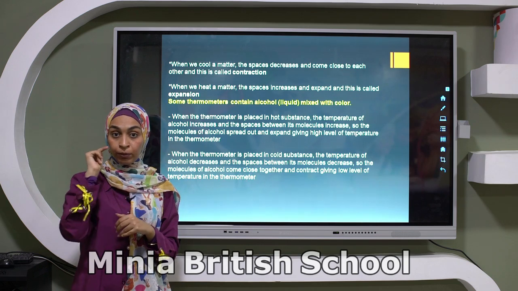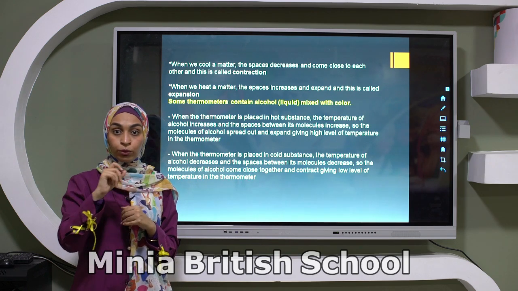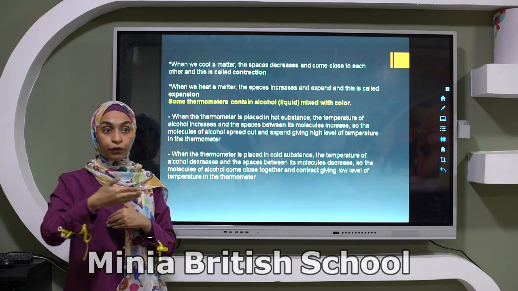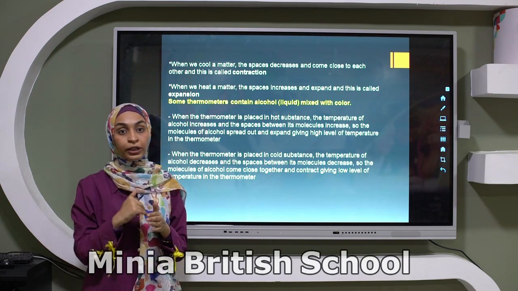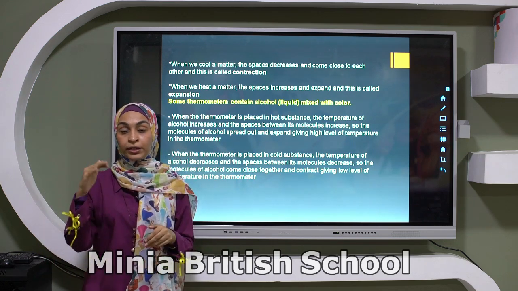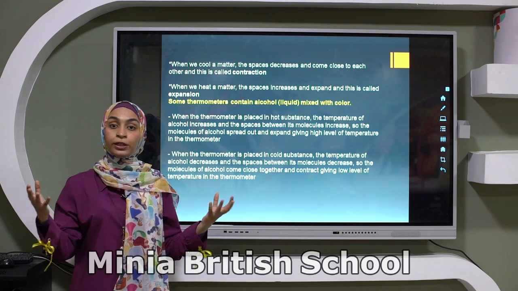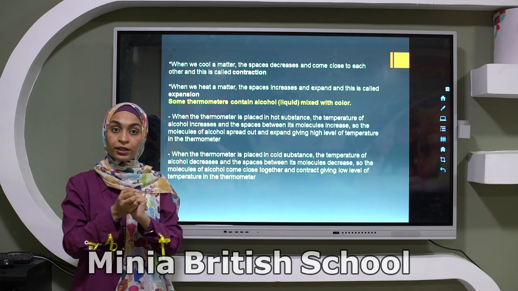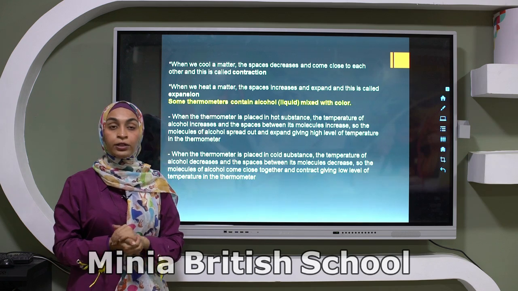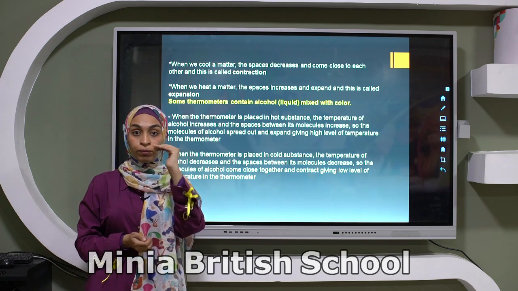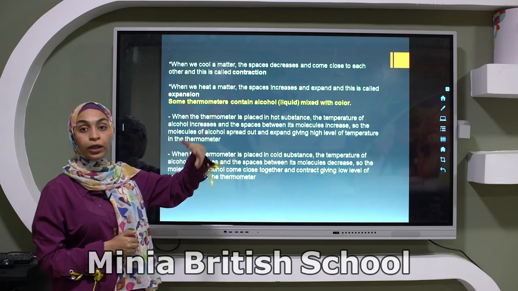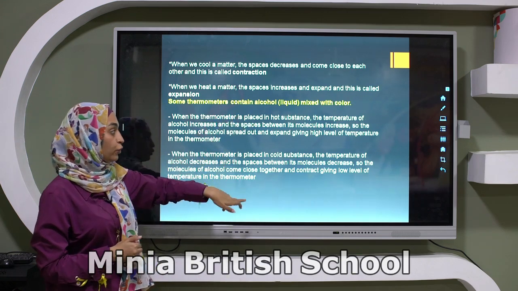Which means that if I measure the length or the volume of the liquid inside the thermometer, it will be high. But in the opposite case, if I put the thermometer in a cold substance, of course its temperature will decrease, so the spaces between its molecules decrease and they come close to each other, which means contraction, and when I measure the temperature, it will give me a low level of temperature. This is the difference between contraction and expansion.